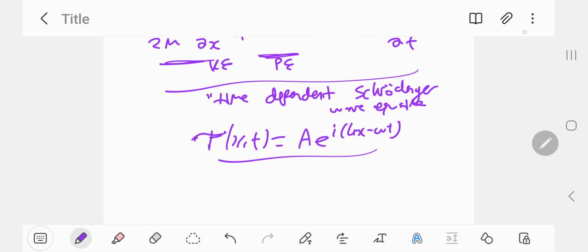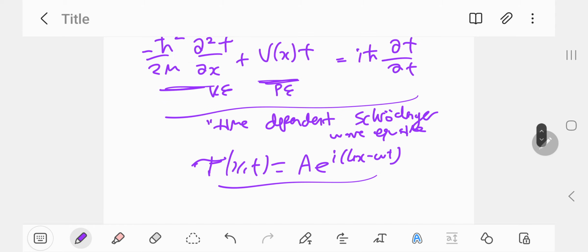Okay, and this equation is very important. It's very significant. In fact, all of chemistry is described by this equation. You could describe in principle all of chemistry, how molecules behave, how atoms bond together. It's a very important equation.